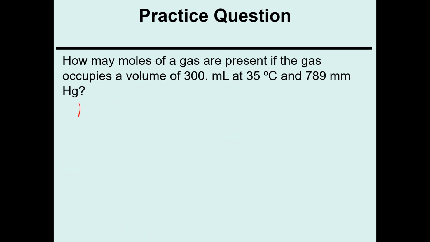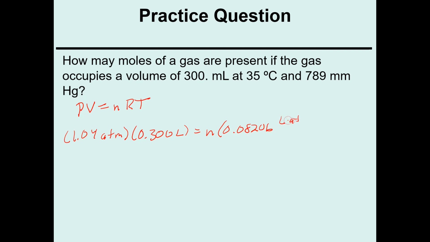So we have PV equals nRT. So if we plug this in, we have 1.04 ATM times 0.300 liters is equal to the number of moles times 0.08206 liters times ATM over Kelvin times mole. And the temperature was 308 Kelvin. So then we rearrange this algebraically.